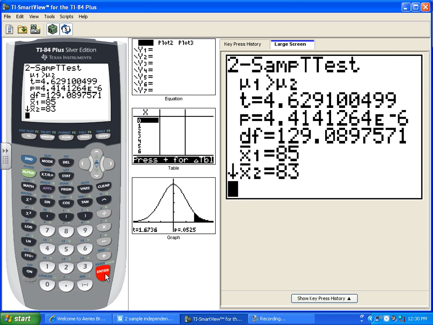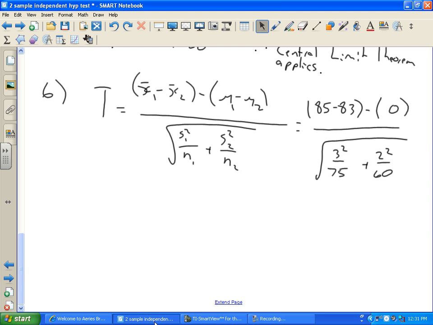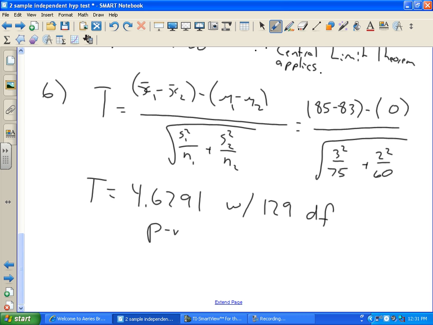Okay. So our degrees of freedom is going to be what? 129. Our p-value, by the way, please don't report 4.414. That's 4.414 times 10 to the negative 6, which is pretty much what? 0. So report your t-value of 4.6291. So t equals 4.6291 with 129 degrees of freedom. It gives us a p-value of approximately nothing.